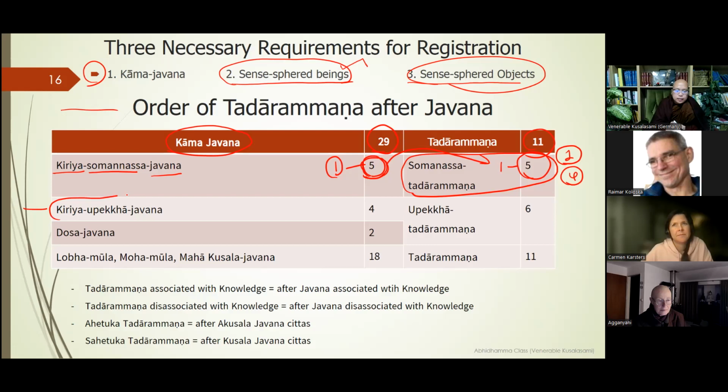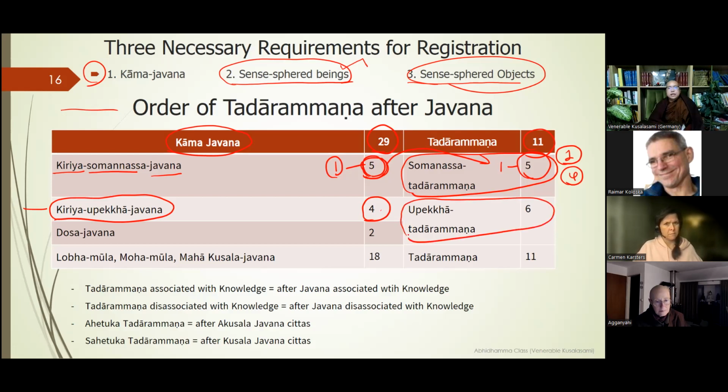Javana, Kiriya, Upekha, Javana. Out of the 29, Kiriya, Upekha, Javana is only 4. This is in the great functional 8, accompanied by equanimity. So only 4. After these 4 Javana consciousnesses, the possibility is one of these 6 Tadaramana.